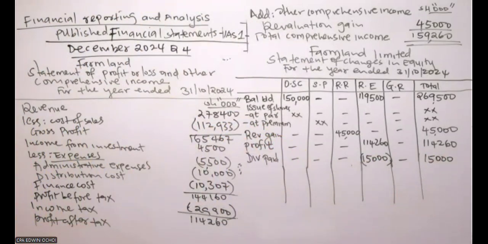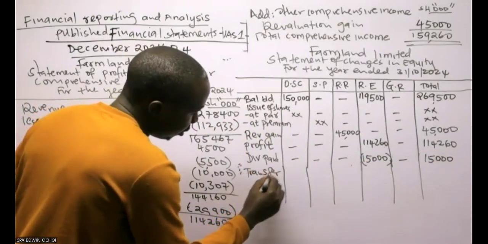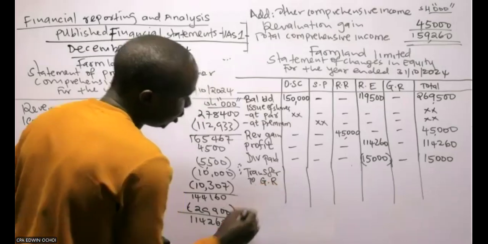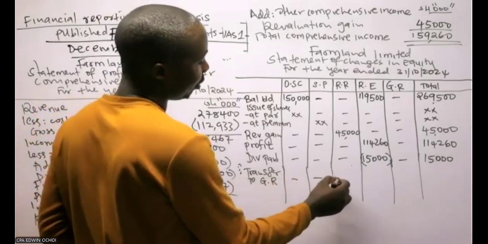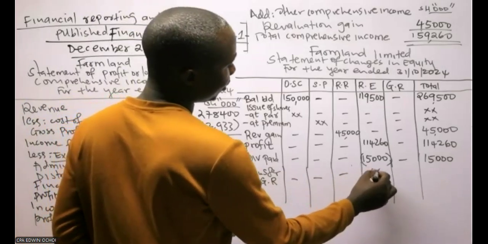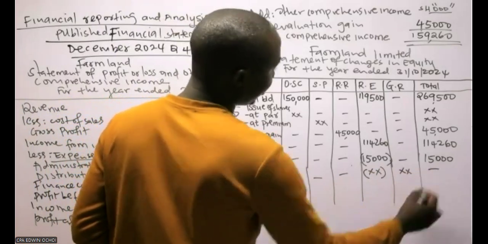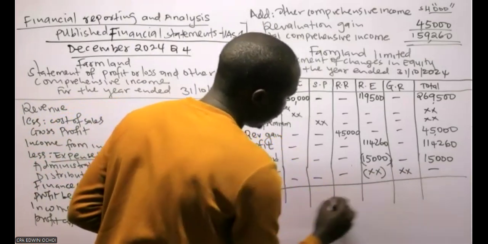Then finally, if there is any transfer to general reserve. At some point you could like to reserve some amount. So you will be told, for example, they transfer something from the retained earnings. You minus, you add to general reserve. And that is how the statement of changes in equity looks.